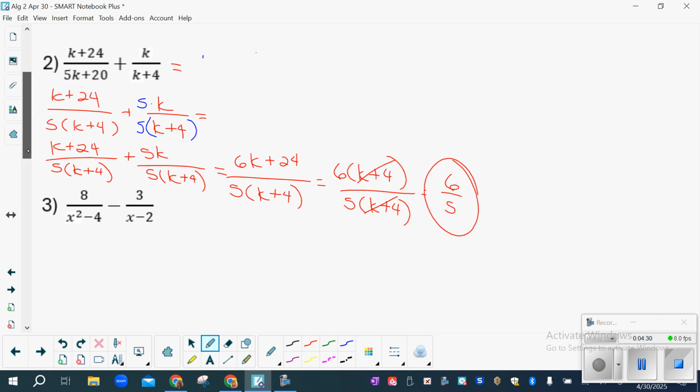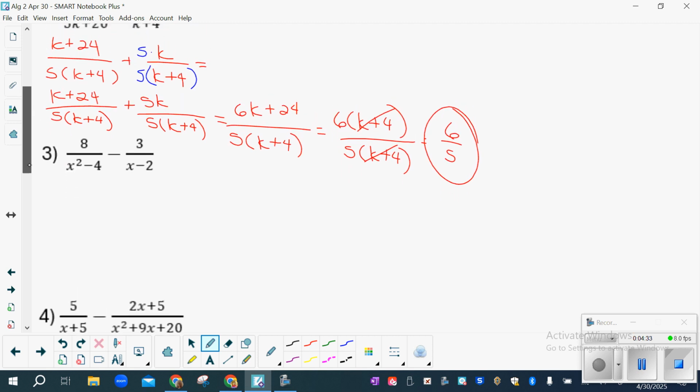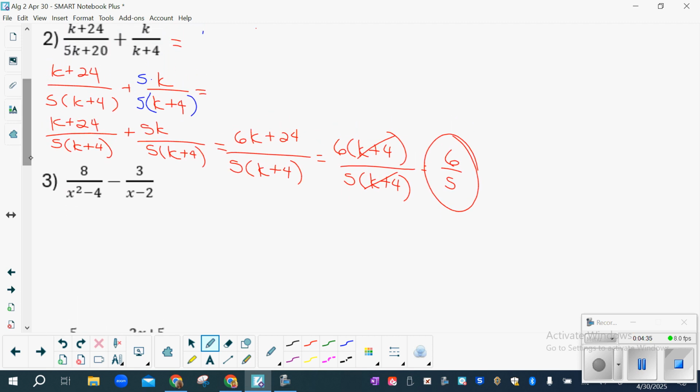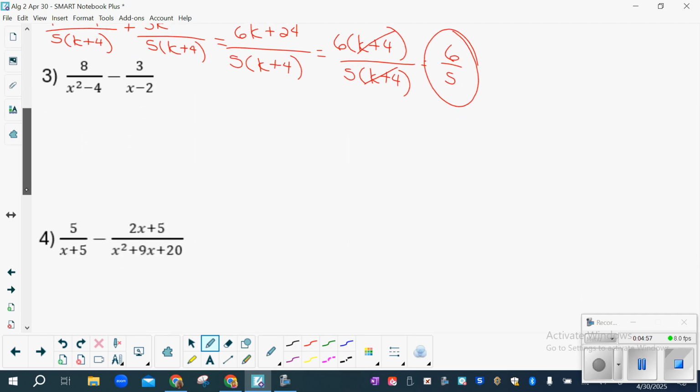Let me talk about it on the next one. Okay, number 3, can either one of those denominators be factored? Anybody, any other denominator be factored? Good. So this factors to x minus 2 times x plus 2. So we're going to rewrite it as 8 over x plus 2 times x minus 2.